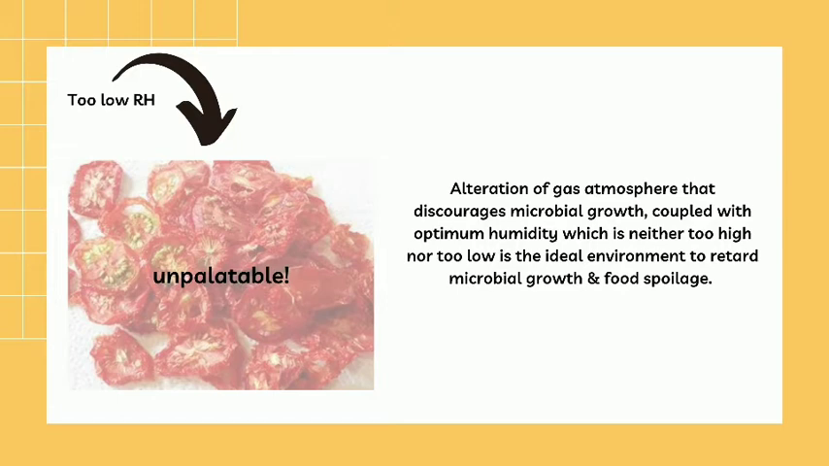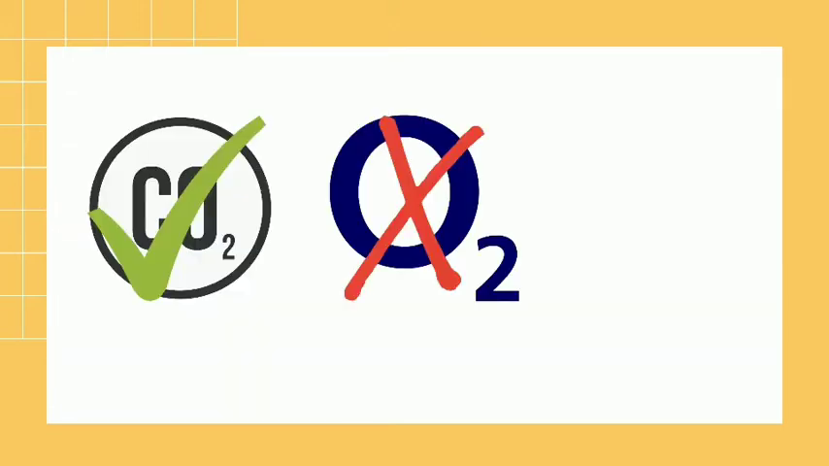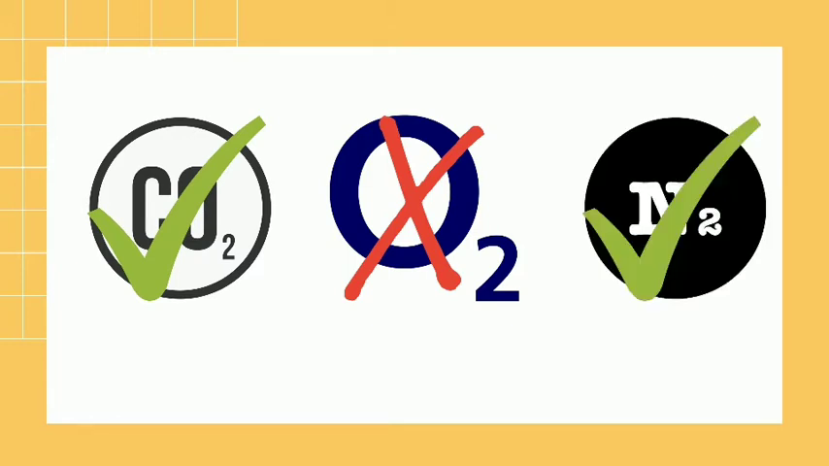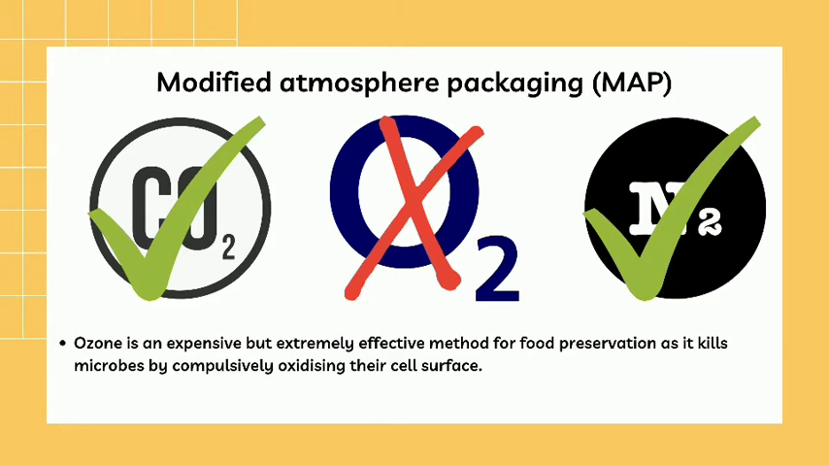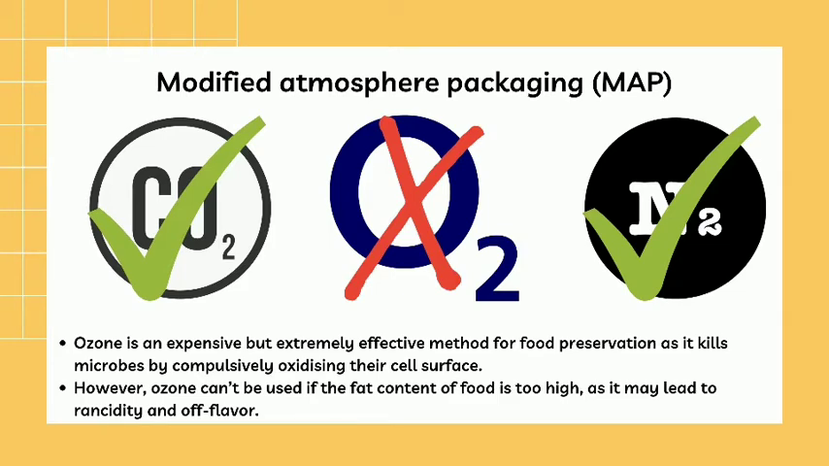Talking about gases, presence of carbon dioxide, absence of oxygen, and even partial addition of inert gases such as nitrogen, called modified atmosphere packaging or MAP, are some of the most effective conditions that prevent undesirable microbial growth and food spoilage. Ozone is an expensive but extremely effective method for food preservation as it kills microbes by compulsively oxidizing their cell surface. However, ozone can't be used if the fat content of the food is too high as it may lead to rancidity and off flavor of the food product.